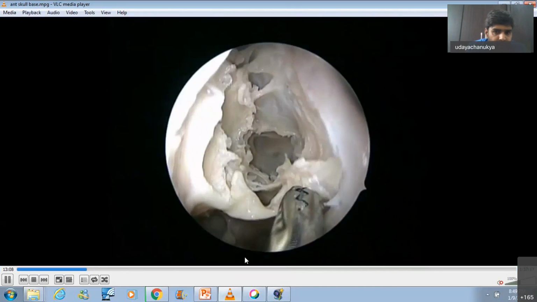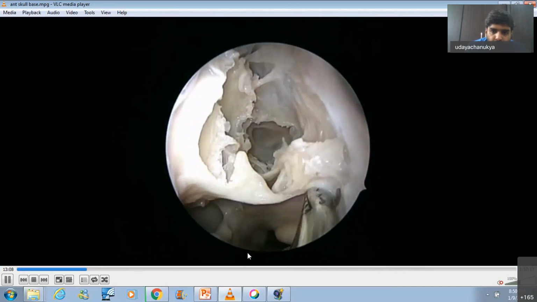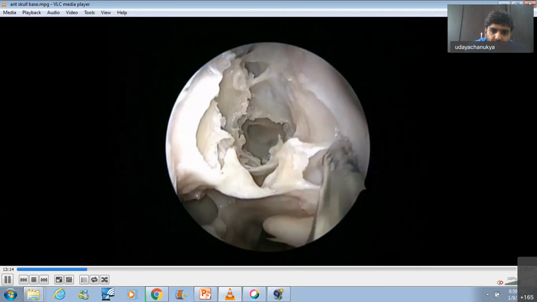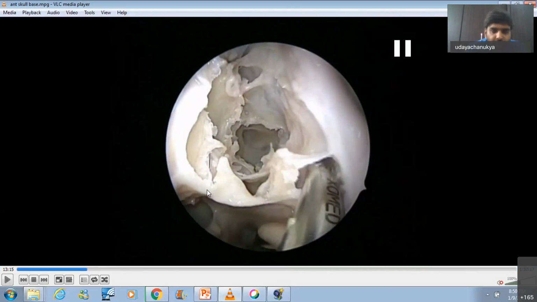And now we are trying to enter into the sphenoid. We are trying to find out the normal process. The approach we follow is the intermediate approach. There are three types of approaches to enter the sphenoid os. One is medial, the second one is intermediate, and the third one is lateral.